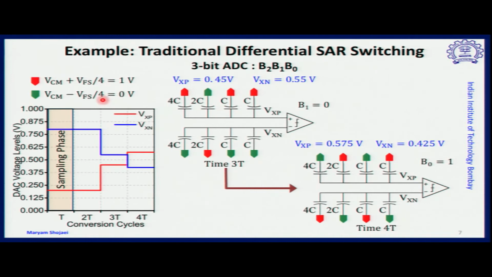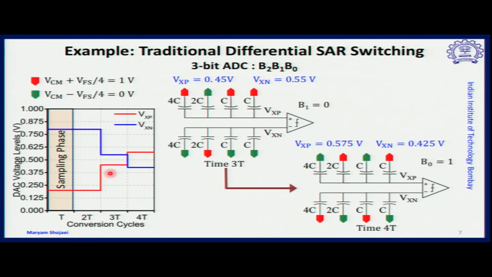In this slide, you now observe the switching happening at the positive side and at the negative side, similar to what we discussed before. The corresponding diagram is shown on the left. At the corresponding timestamps of 2T, 3T, and 4T, we have transitions. The first timestamp is the sampling phase, when we sample the inputs on one plate of the capacitors.